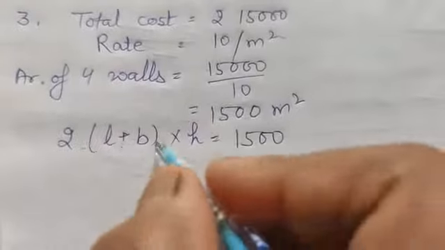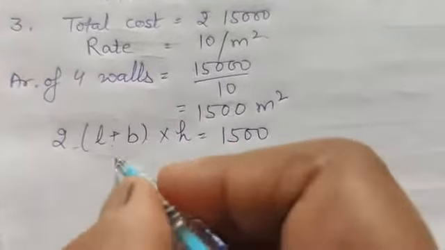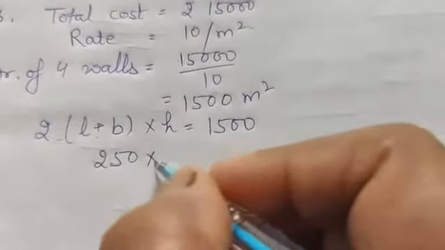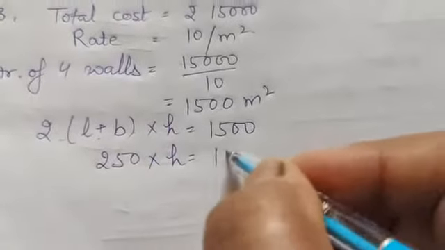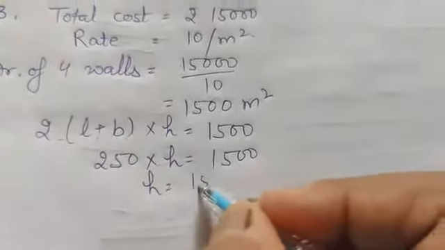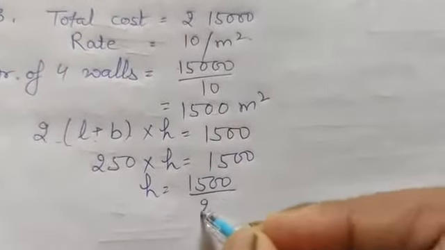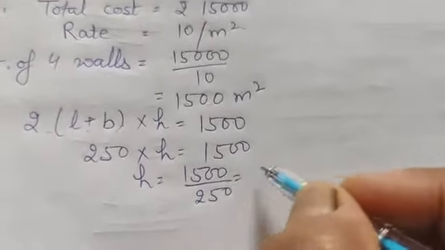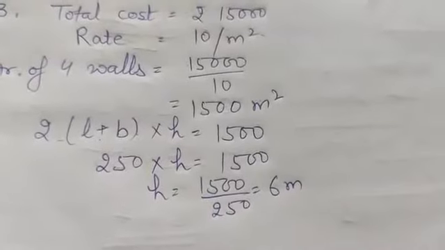2 times (L plus B) is the perimeter. The perimeter is given as 250, so 250 into H. Then the height of the room is 1500 by 250, equal to 6 meter.